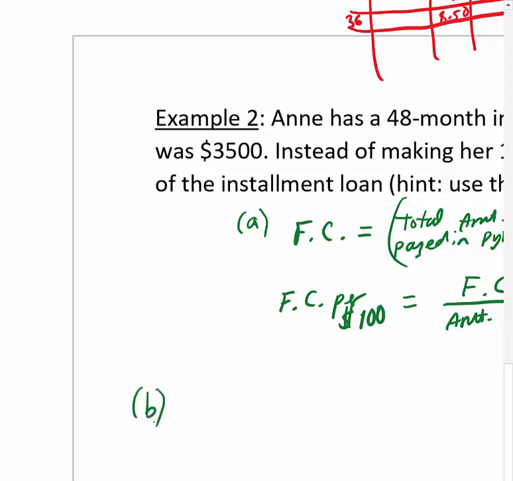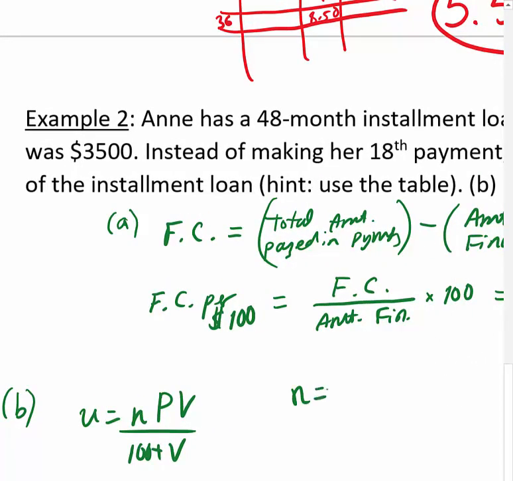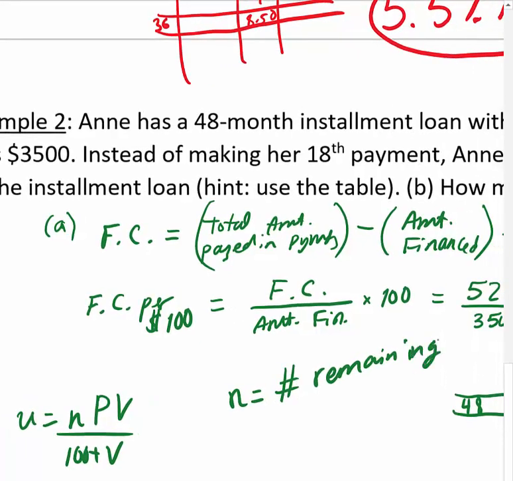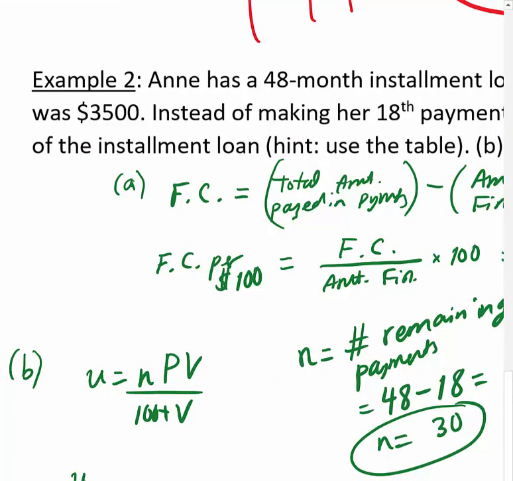Then part B, they want to know how much interest was saved. So like we said, we're going to use that formula: N P V over 100 plus V. Before I plug things in, I better figure out what all these things are. We said N is the number of remaining payments. She's going to pay it off early, and it's not including the one she's making it on. There were 48 payments to begin with, but she's going to pay it off before her 18th payment, so there should be 30 payments left. So N is 30.